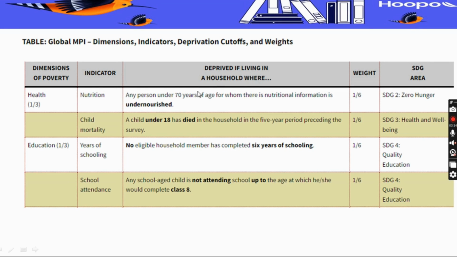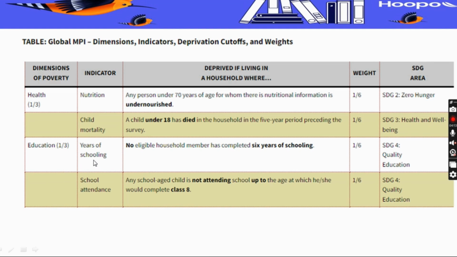Here you can see the deprivation of a household. For health, any person under 70 years of age for whom there is nutrition information is undernourished, and this focuses on SDG 2, zero hunger. For child mortality, a child under 18 has died in the household in the 5-year period preceding the survey. And we focus on the SDG goal of health and well-being, number 3.